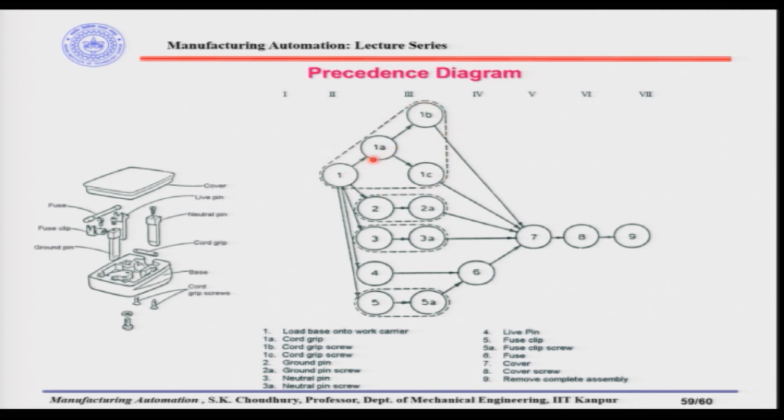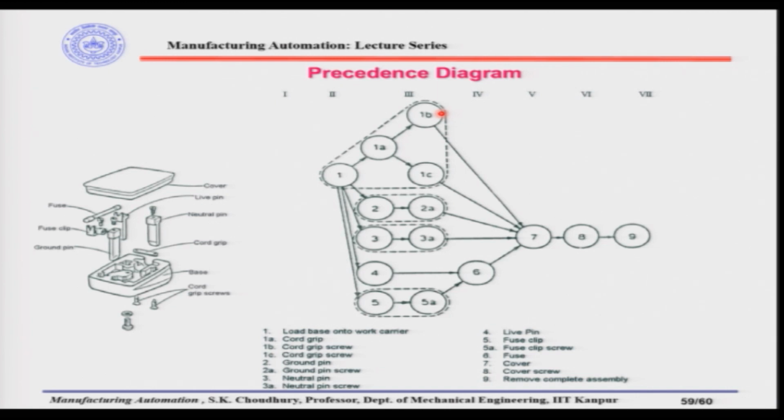For example, 1A is the cord grip, which is this. 1B is the cord grip screws, which are coming from the other side, and 1C is the cord grip screws as well. Since the cord grip screws will be coming from the other side rather than the cover or the cord grip, 1A, 1B and 1C have been shown in the dotted line, which will be a sub assembly.